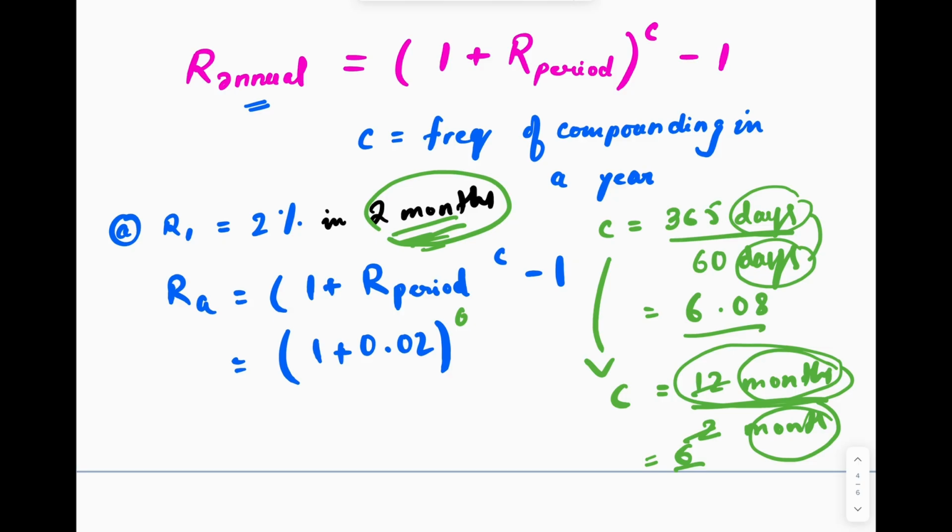Okay, so I hope till this point everything is clear. So let's jump into our example question so that there is better clarity of what I have taught you. So remember this formula.